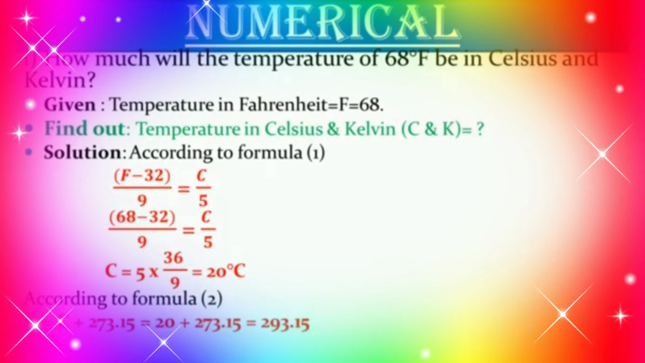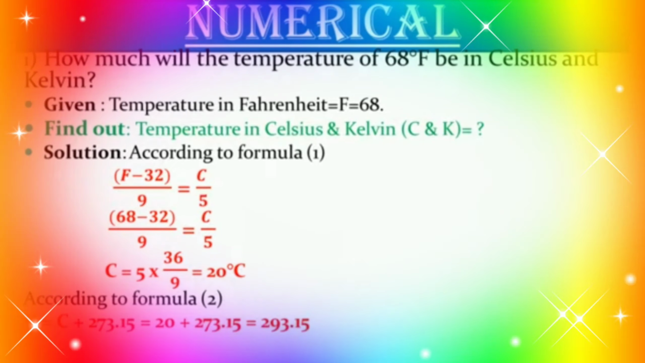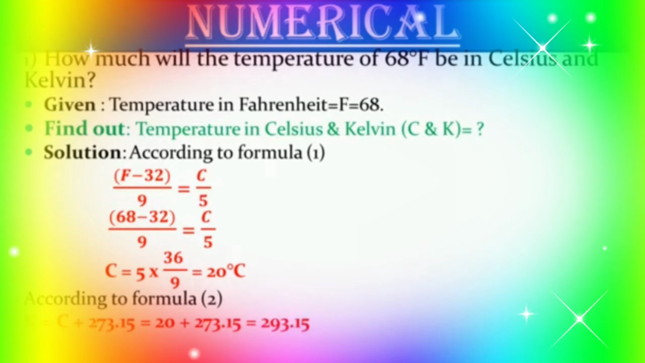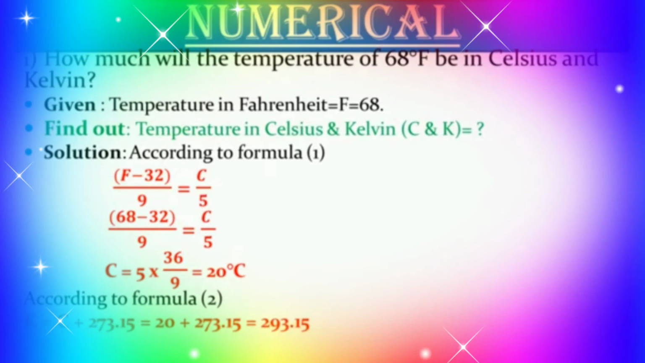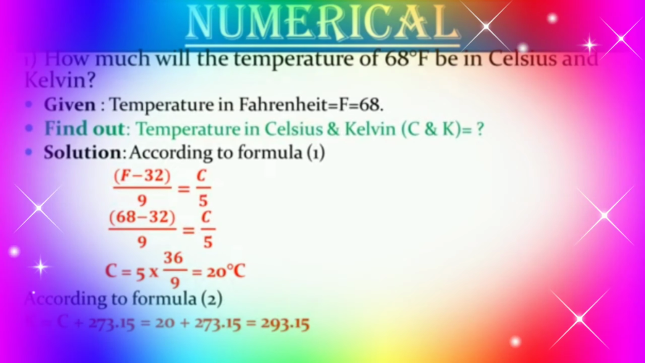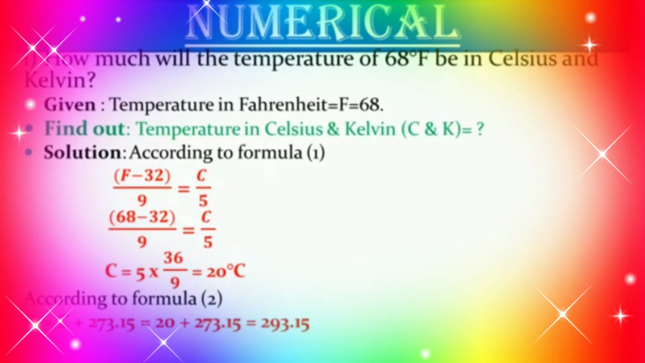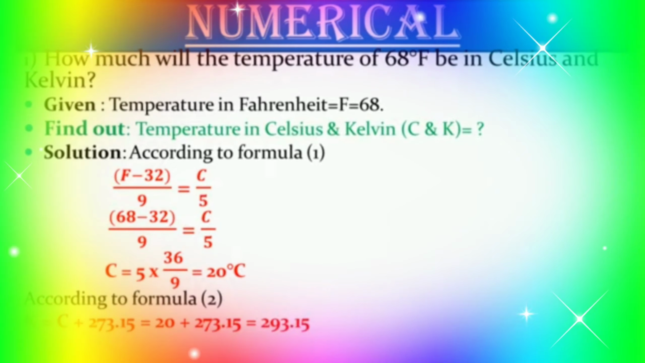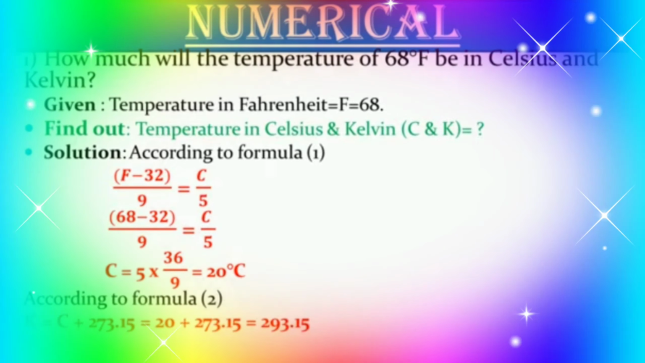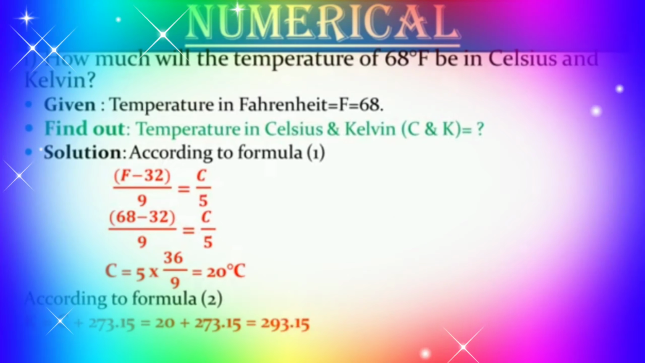According to the formula, K is equal to C plus 273.15 is equal to 20 plus 273.15 is equal to 293.15. Thus the temperature in Celsius is 20 degrees Celsius and in Kelvin it is 293.15 Kelvin.